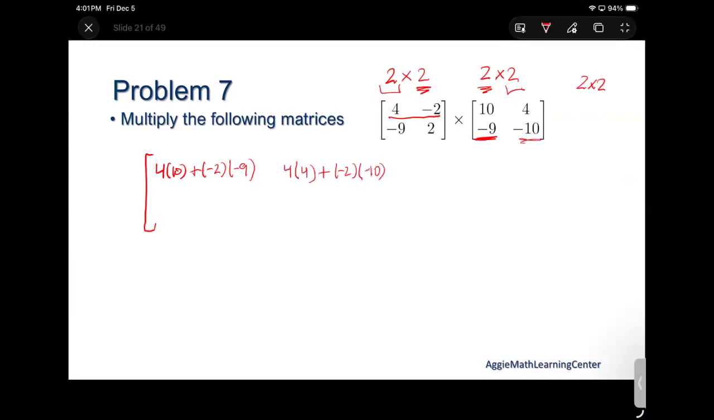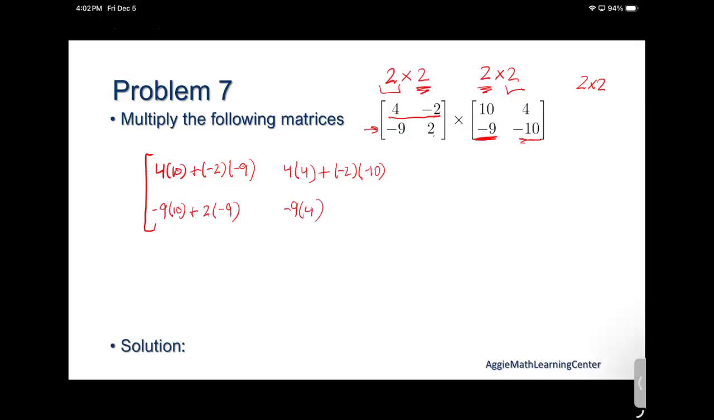Now we're going to go down a row, now that we've done all the columns. So now we'll be focusing on this row. So we're going to do -9 times 10, and then we're going to have our 2 times our -9. And then we'll go next column, so -9 times 4, plus 2 times -10.